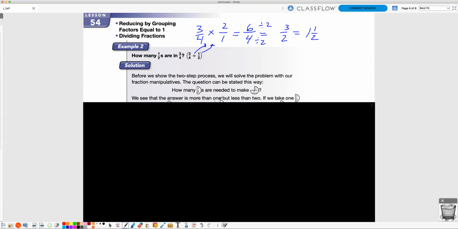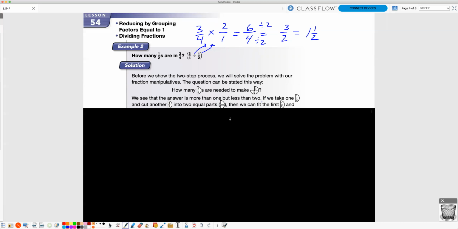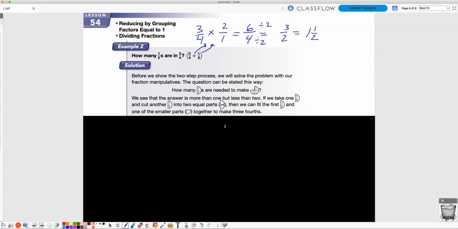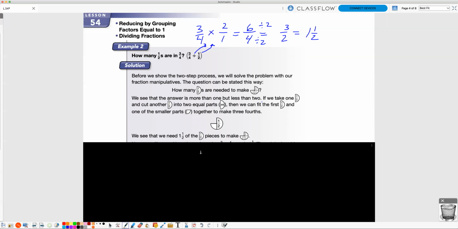To see that the answer is more than 1 but less than 2, if we take 1/2 and cut the other half into 2 equal parts, then we can fit the first half and one of the smaller parts together to make 3/4. So we see that 1.5 of the half pieces is what it took to make 3/4.